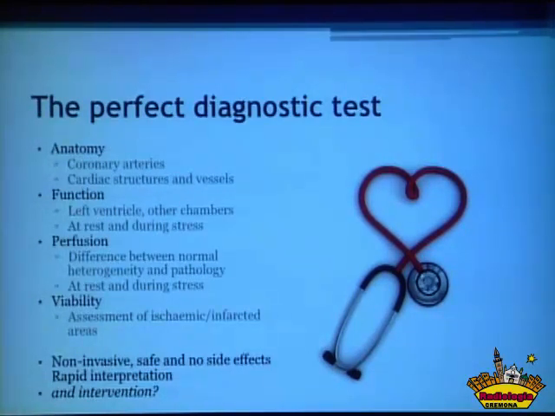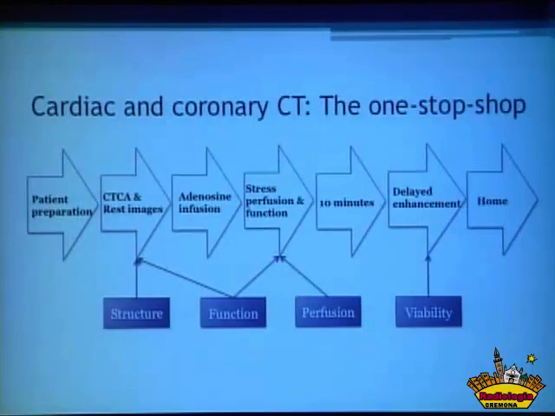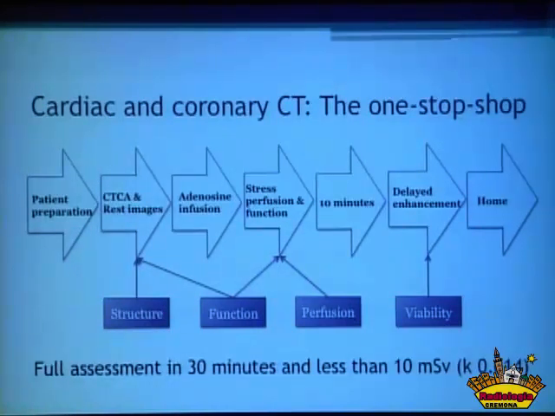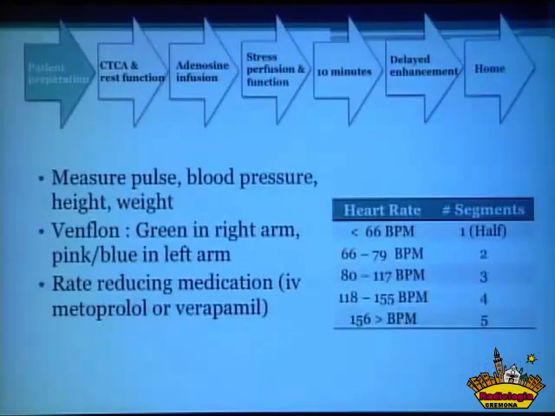Now, obviously, we can't do all of these things yet. In the future, maybe. But what we can do is this. This is a protocol that we are using in Edinburgh, looking at cardiac and coronary CT in a one-stop protocol. As you can see from this protocol, we get information on structure, function, perfusion, and viability all in one test. We're able to get the patient in and out in 30 minutes and at a radiation dose for the whole lot of less than 10 millisieverts, using a conversion factor of 0.014 and the average patient size.